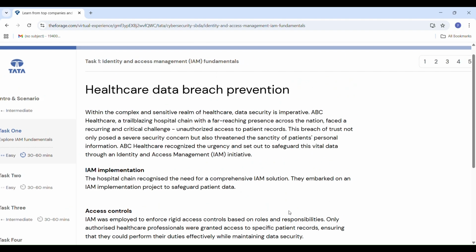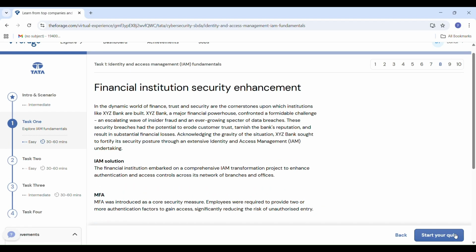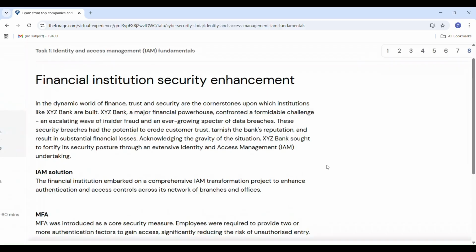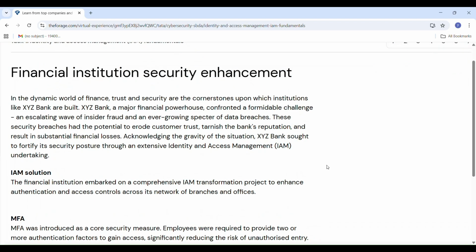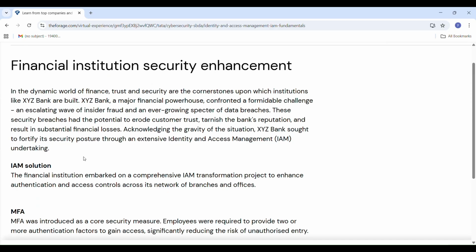And we will see another case study, this time from the finance industry. XYZ Bank is a big financial institution. They were facing serious problems. Insider fraud was increasing and data breaches were becoming more common. These issues could damage customer trust and cause huge financial loss. So the bank decided to strengthen its security using IAM. They started a full IAM transformation project to improve authentication and access control across all their branches and offices.